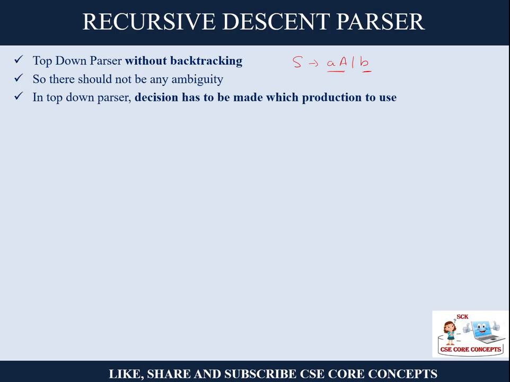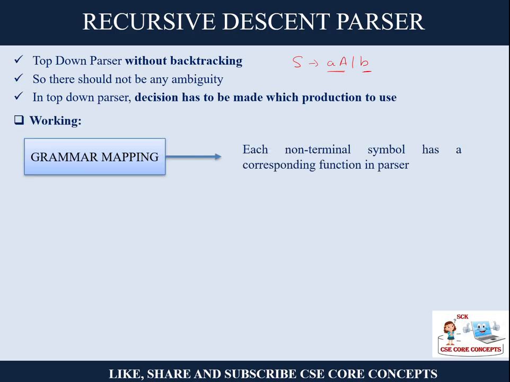So recursive descent is a non-backtracking parser, and so there should not be any ambiguity, and you have to know in advance which rule you can apply. Let us understand the working of a recursive descent parser.